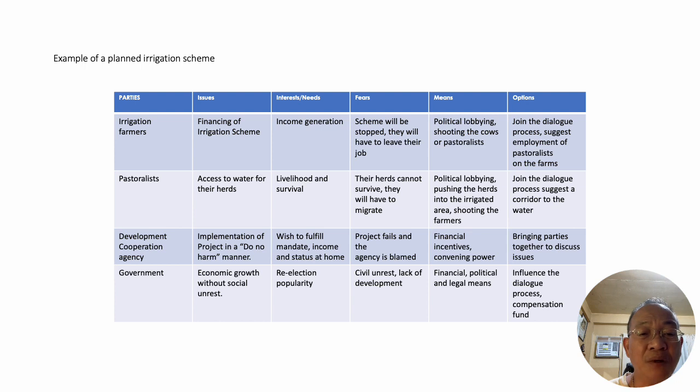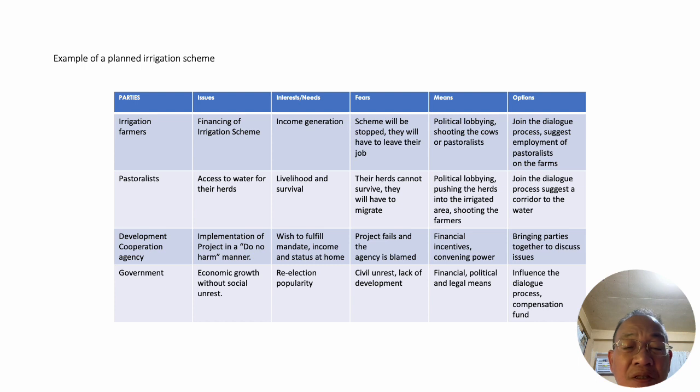So here is an example of a planned irrigation scheme. You have the irrigation farmers, the pastoralists, the development cooperation agency, and the government. These are the parties to a conflict. Then you have the issues. For the irrigation farmers, the issue is financing of the irrigation scheme. For the pastoralists, access to water for their herds. For the Development Cooperation Agency, implementation of the project in a do no harm manner. For the government, the issue is economic growth without social unrest.